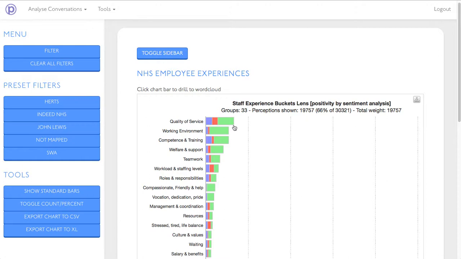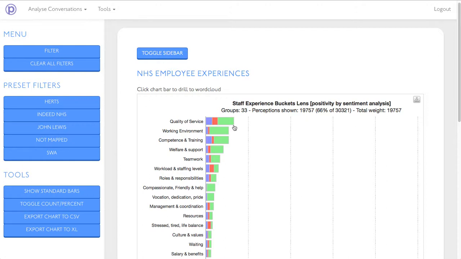Competence and training is pretty straightforward. This is about, do I feel competent to do my job, and am I being trained enough? Welfare and support. Are people looking after me? Is the management looking after me? Is the company looking after me? Or am I just abandoned and there is no support and they don't look after their members of staff?